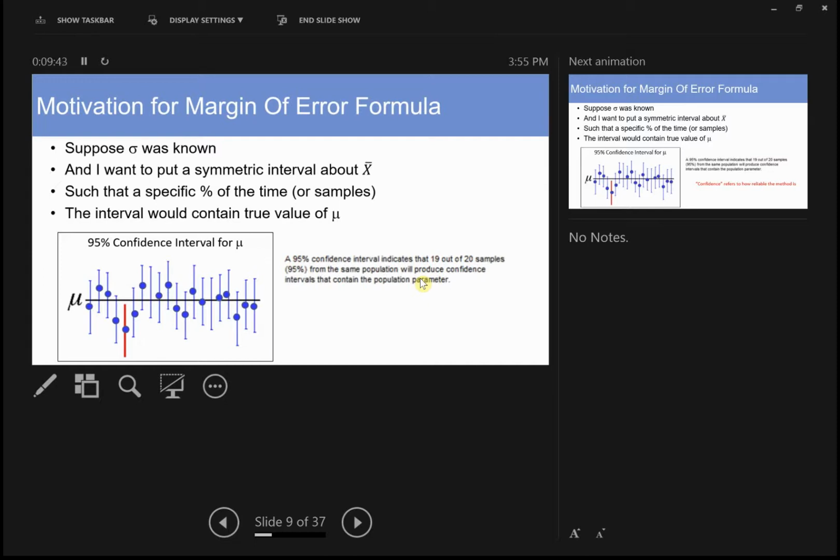So this says nothing about a single interval. This is really a statement about how reliable the method is in general. What it is not, and the way people misinterpret this, is they think 95% confidence means that for a specific interval, there's a 95% probability that mu is going to be in there. And that's not true. Once you compute the confidence interval, there's no more probability. Once you compute this, either it's in there or it isn't.